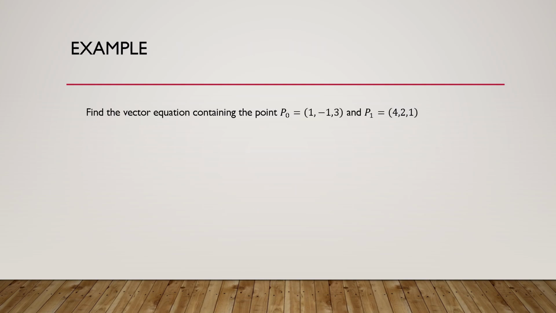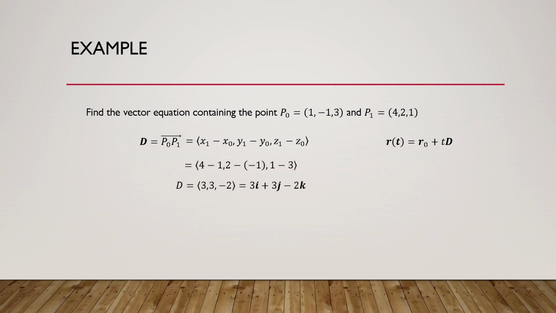For example, find the vector equation containing the point p sub 0 equals 1, negative 1, 3, and p sub 1 equals 4, 2, 1. We start with the vector equation of a line r of t equals r sub 0 plus t times d. In this case, d equals a vector from p sub 0 to p sub 1 equals x sub 1 minus x sub 0, y sub 1 minus y sub 0, z sub 1 minus z sub 0. We fill in the values for x, y, and z to arrive at d equals the vector 3, 3, negative 2, or 3i plus 3j minus 2k.